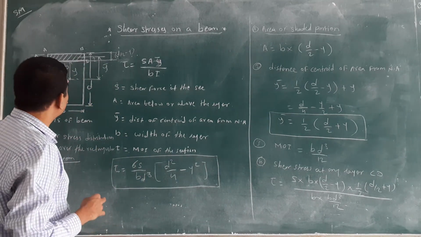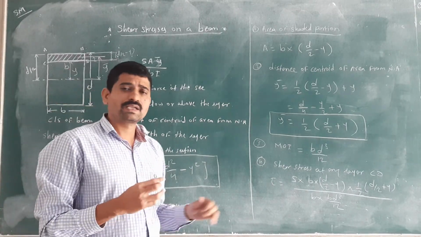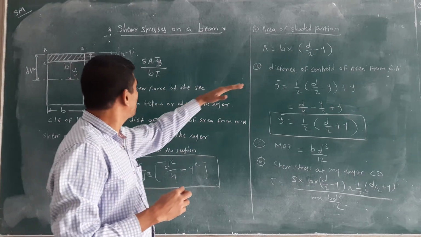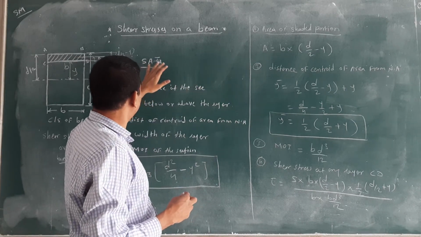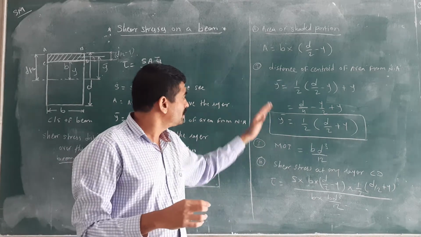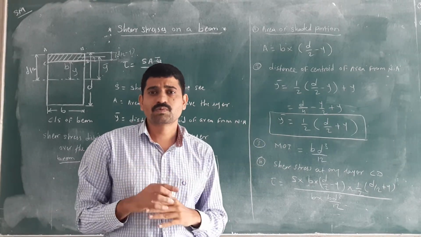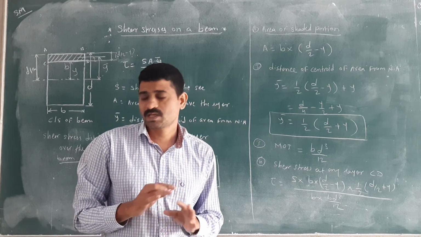Here you have given the rectangular section. If you have given the circular section, then in a similar way you have to calculate the values of A, Y bar, B and I. Only the formula will change, but the procedure is the same. Getting? Yes, good.